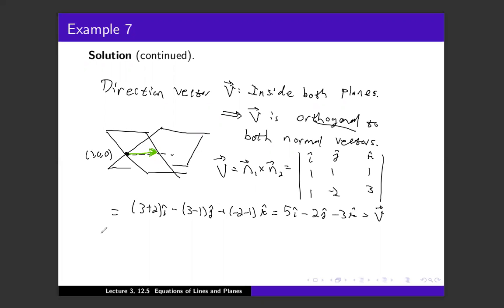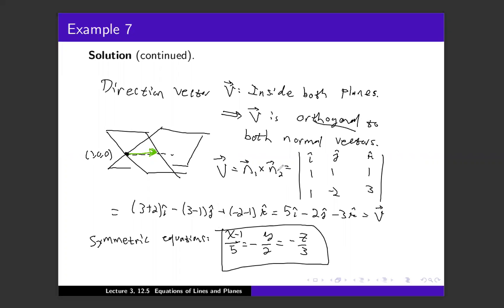So what are our symmetric equations? Remembering that they're going to be x minus x naught over a. In this case, that's x minus 1 over 5, equals negative y over 2, which is equal to negative z over 3. There are symmetric equations for our line of intersection. Okay, very good.